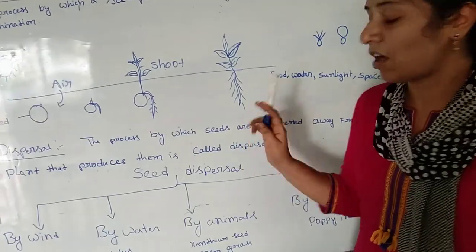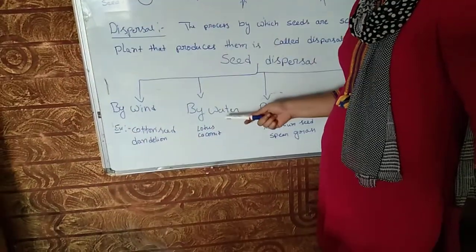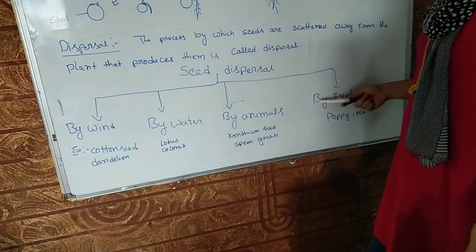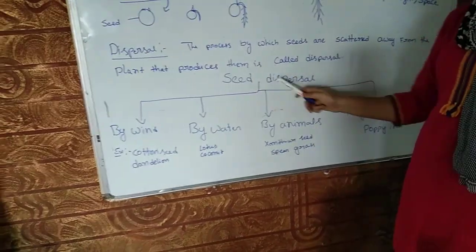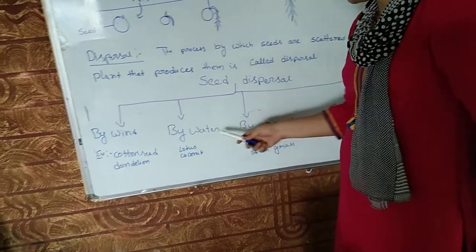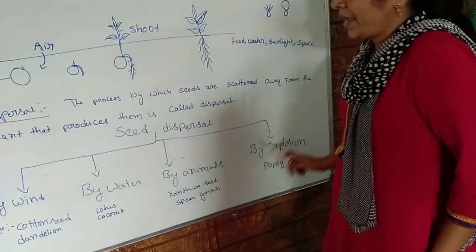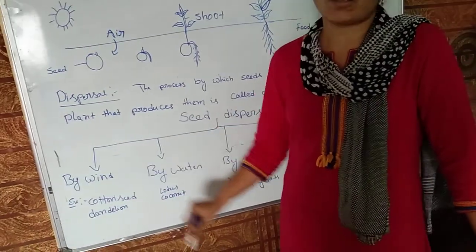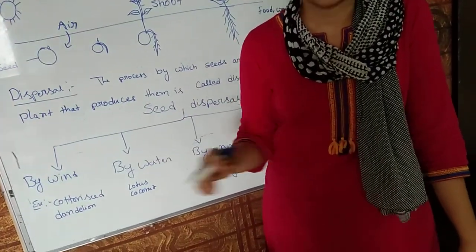Seed dispersal is of four types. The first one is by wind, the second one is by water, then by animals, and by expulsion. First, we are talking about dispersal by wind.